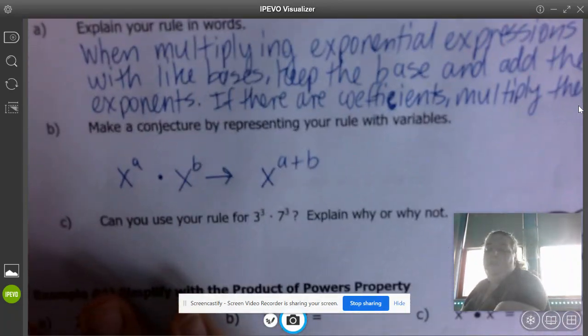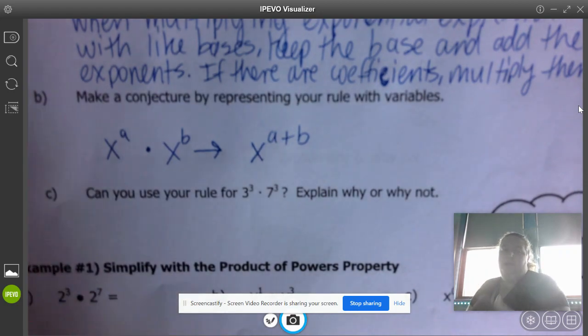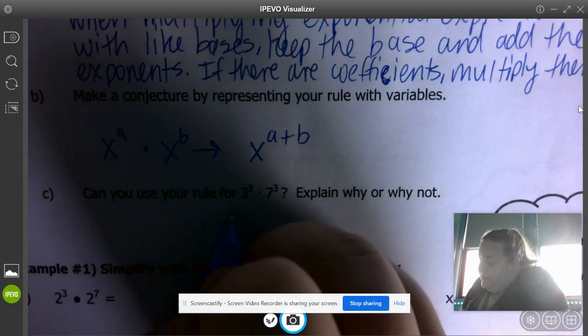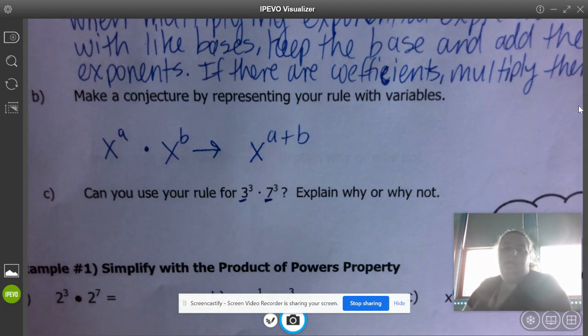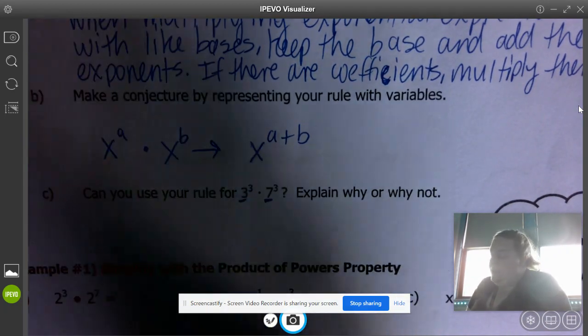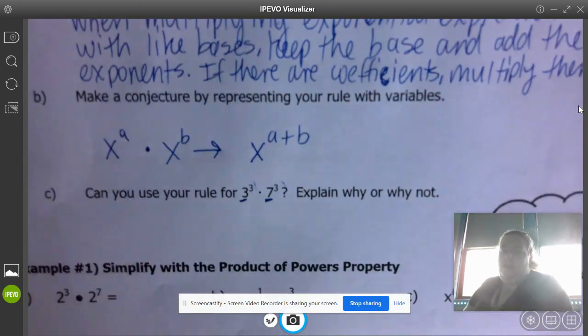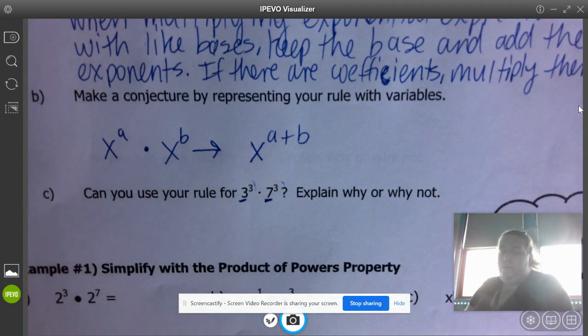Going back to the rule, it says when multiplying expressions with like bases. So that's the first thing I need to check. Do they have a like base? Otherwise, I can't use the rule. The base here is 3 and the base here is 7. Those are not like bases. Therefore, this rule doesn't apply. Even though they have the same exponent, that doesn't matter at all. You have to start with the bases.